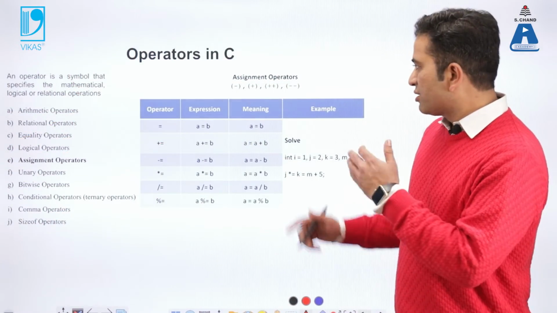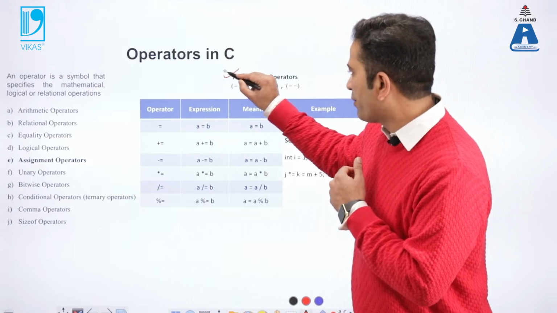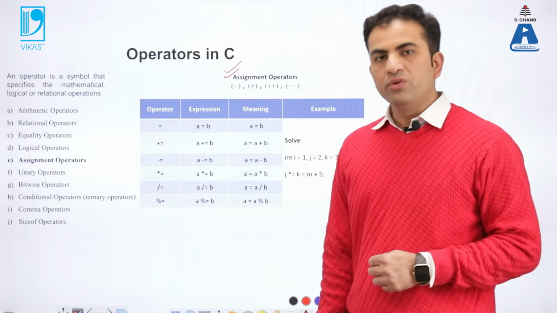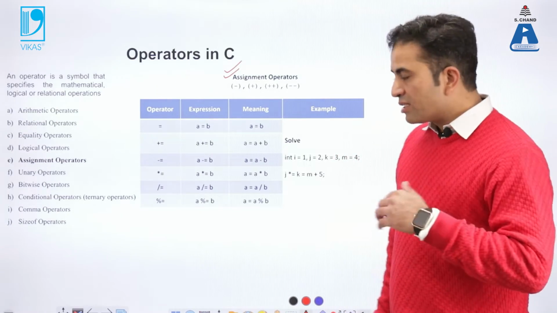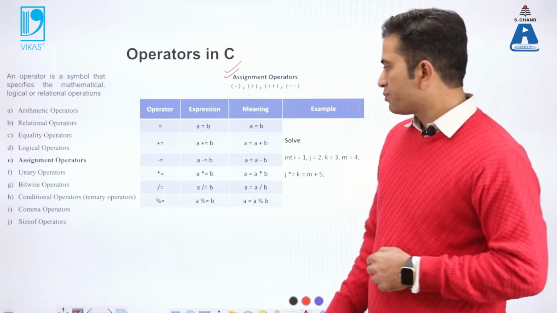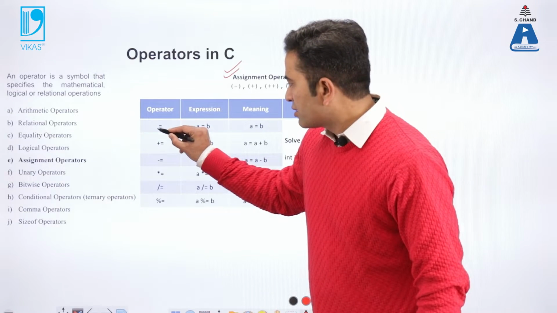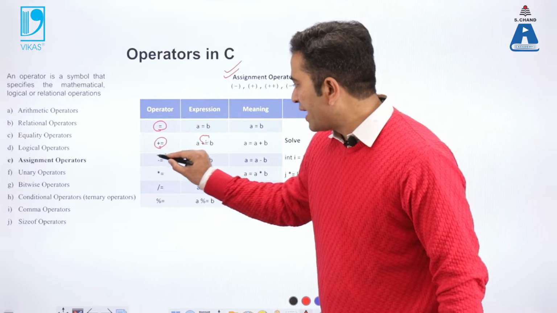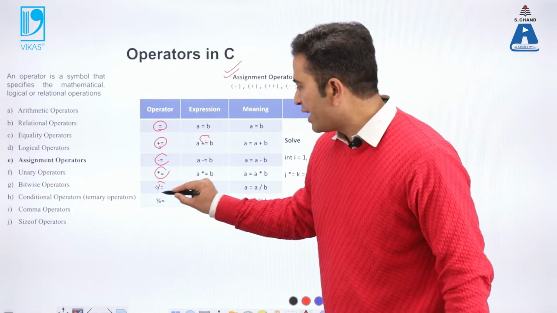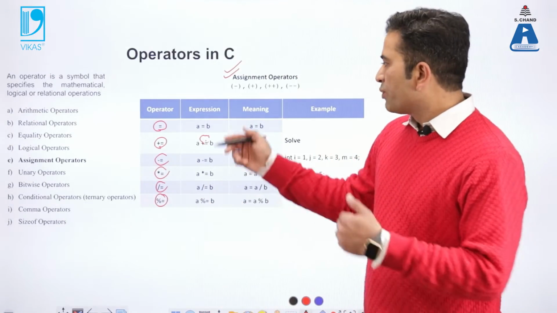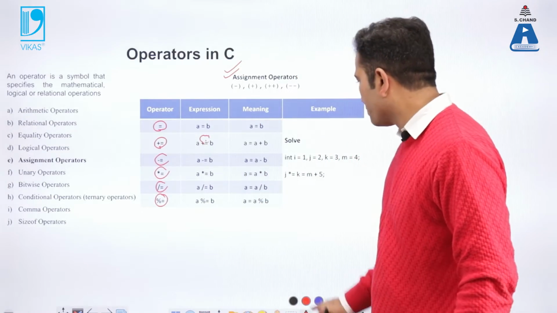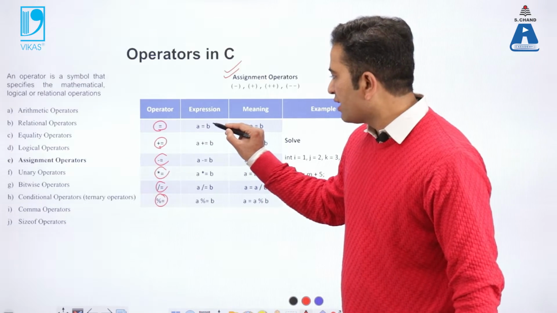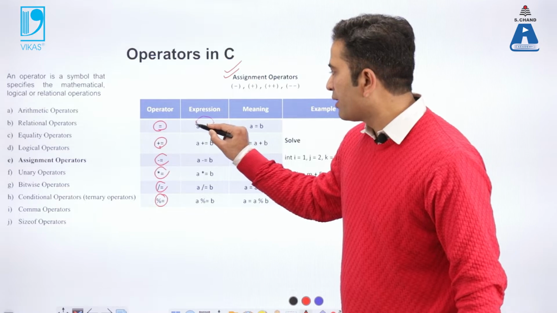So, operators in C: the assignment operator. This is also a very important operator. How do we assign a value to a variable? These are the operators: single equal to symbol, plus equal to, minus equal to, star equal to, divide equal to, modulus equal to. A equal to B means we are assigning the value of B to the variable A.